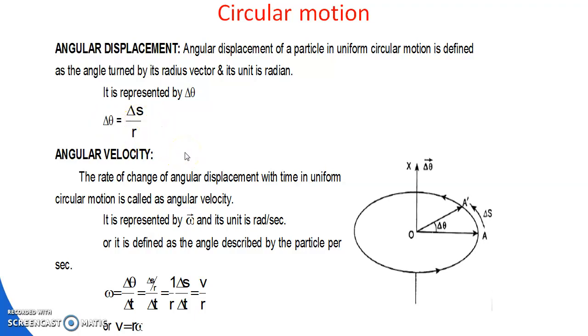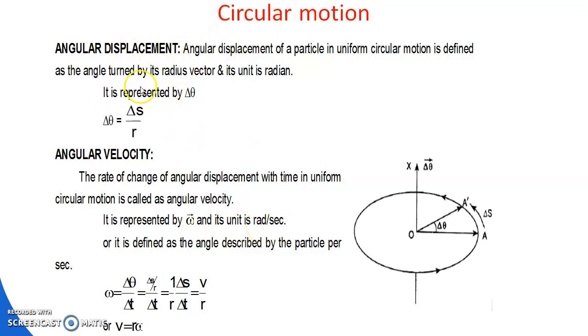Next one is angular velocity. Like linear velocity, which is displacement by time, angular velocity is the angular displacement by time, or the rate of change of angular displacement. It is represented by omega. This is not W, this is omega. Its unit is radian per second.